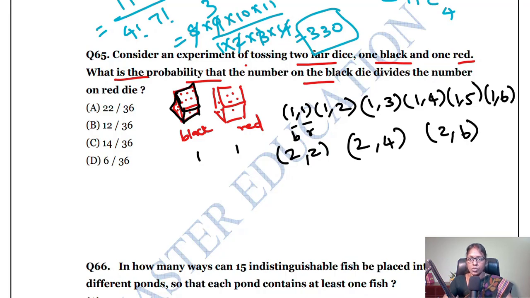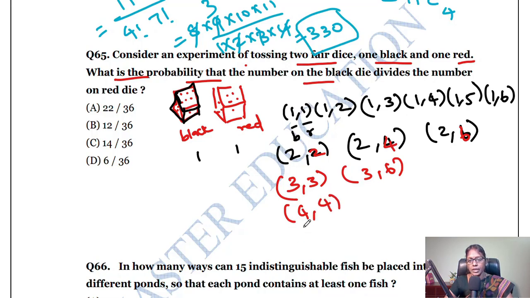Understood what I am telling? So this is the red die value. So 2 comma 2, 2 comma 4, 2 comma 6. In this situation, the black die is dividing the red die number. In the same way, 3 comma 3 will come and 3 comma 6 will come. Totally, your die has 6 values, right? So 4 comma 4 will come, then 5 comma 5 will come, and then for 6, 1 2 3 4 5, it won't divide anything. So only this.